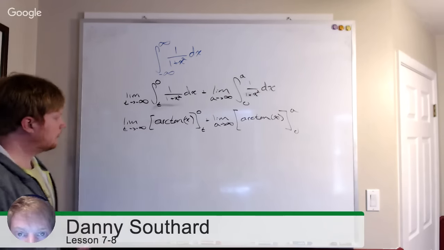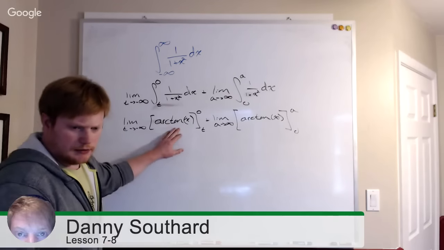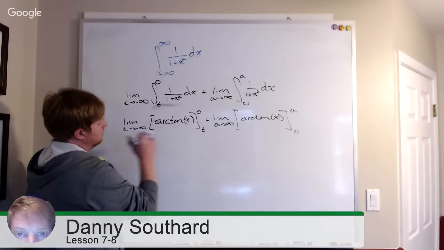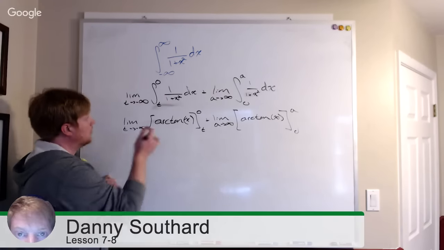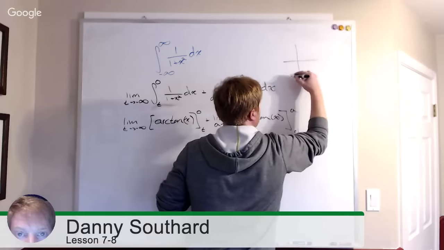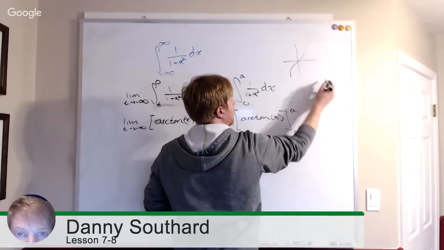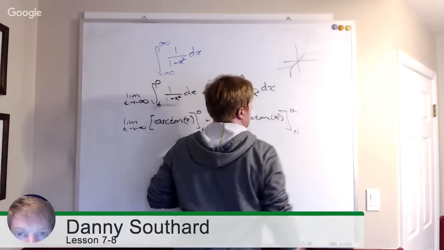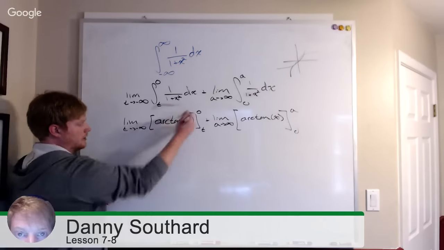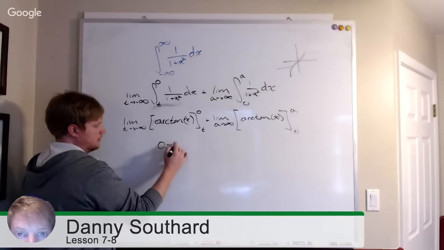Okay. And then we need to evaluate. So let's see. Arctan of 0 is 0. Right? Let's double check here. Tangent. Arctan. Yeah. So arctan of 0 is 0 minus arctan of t.